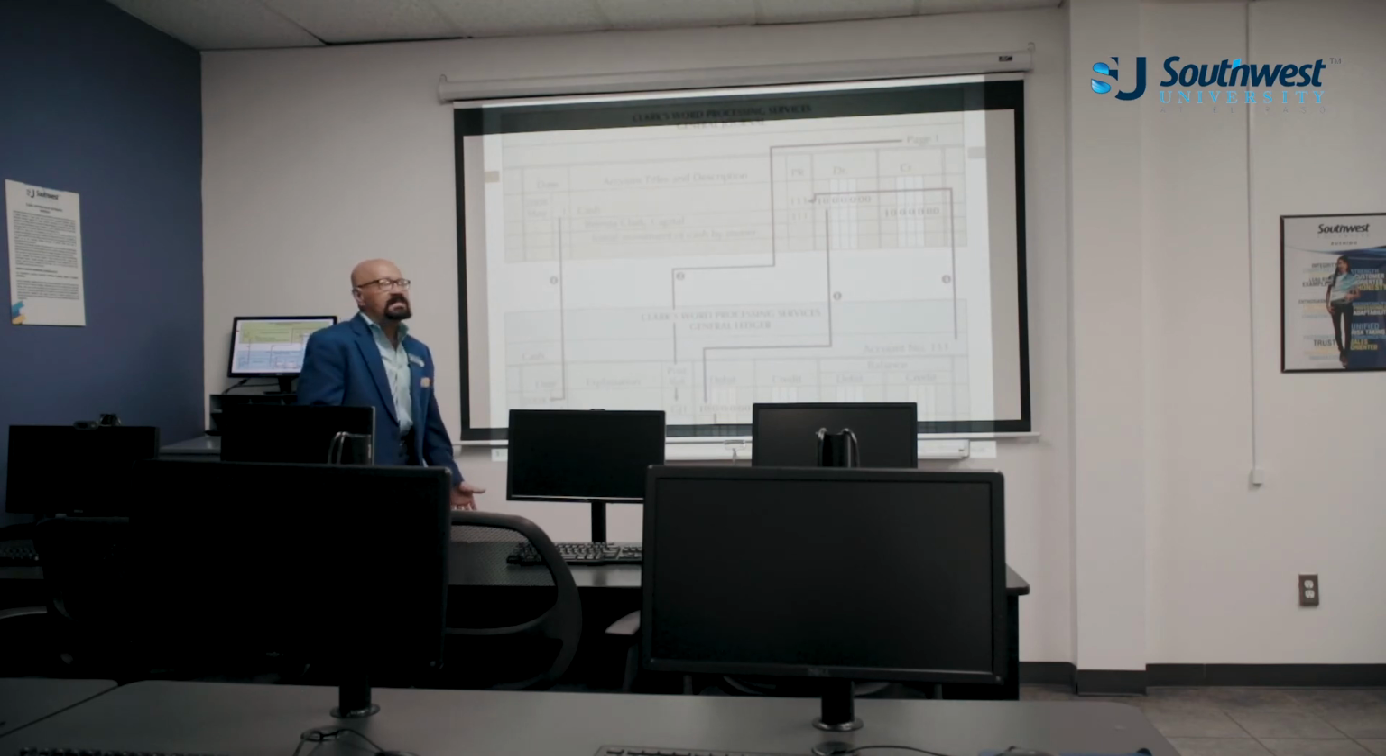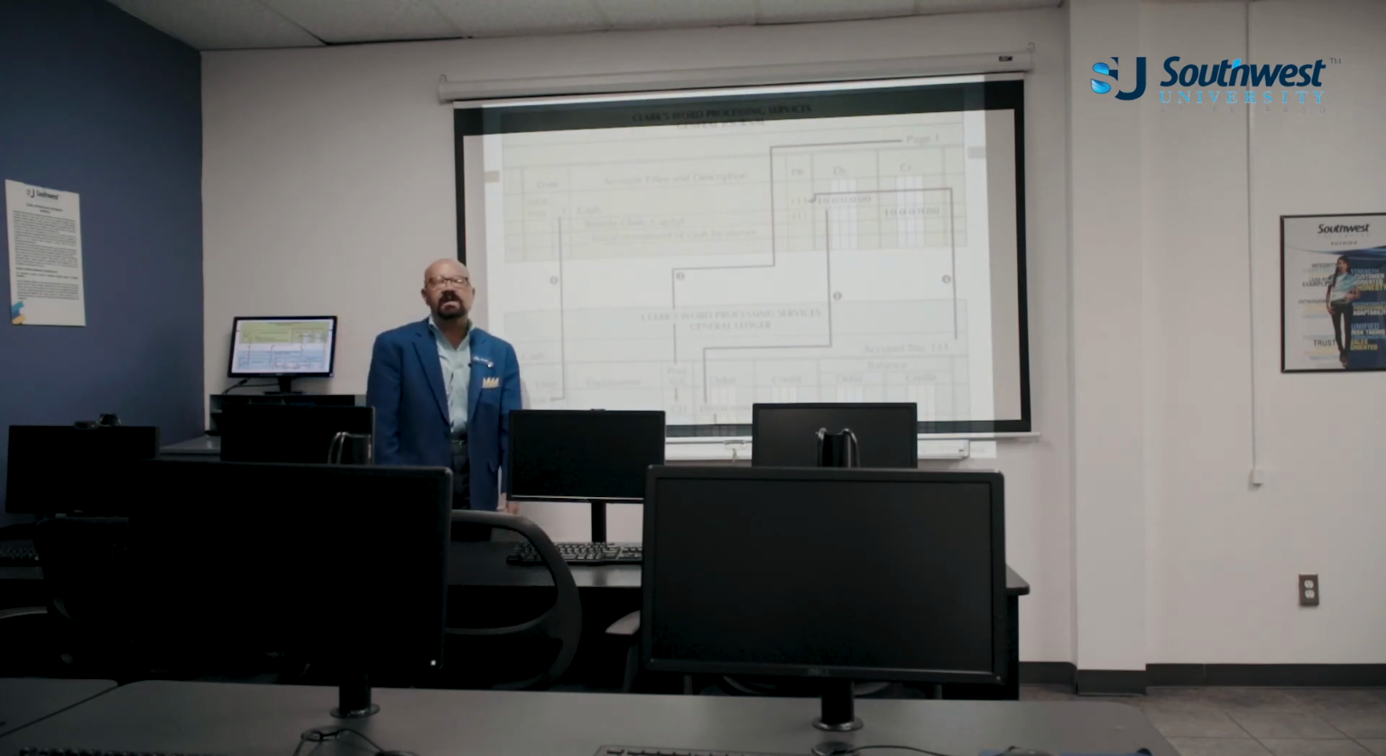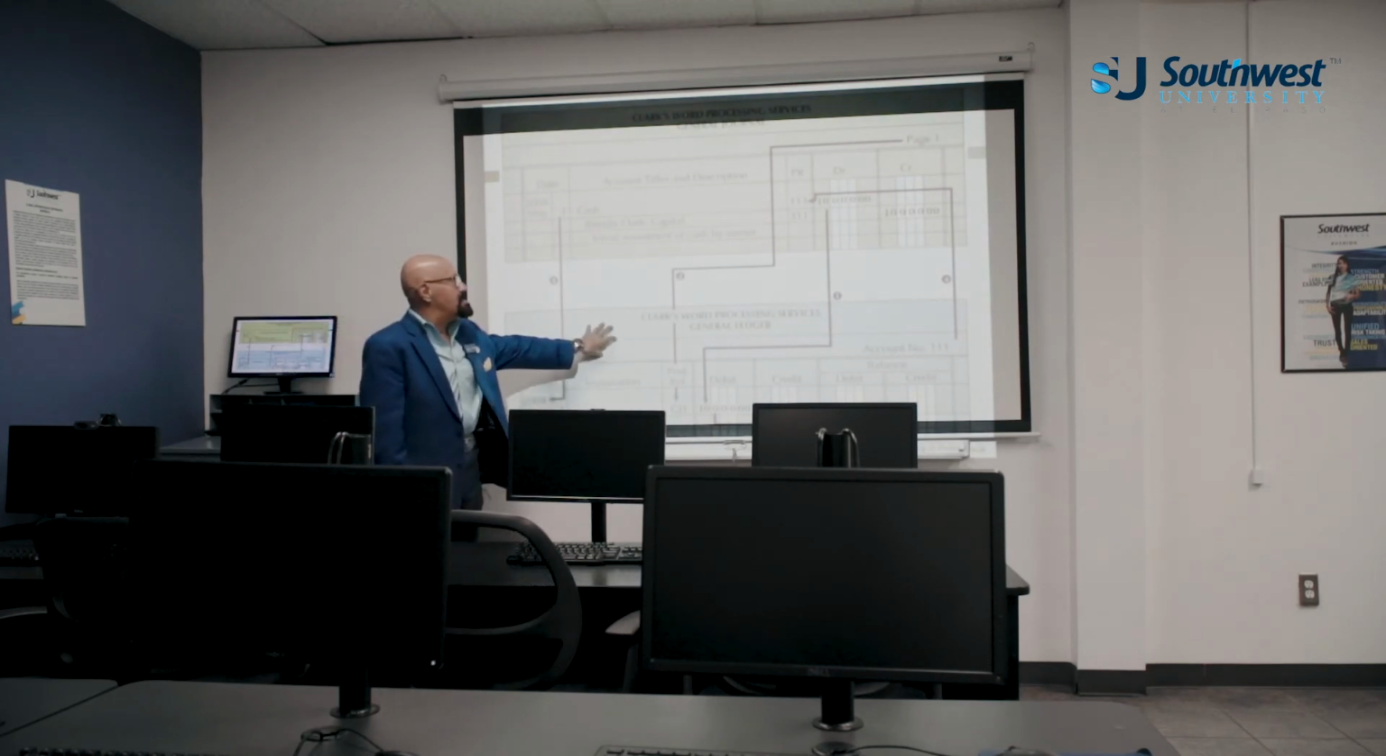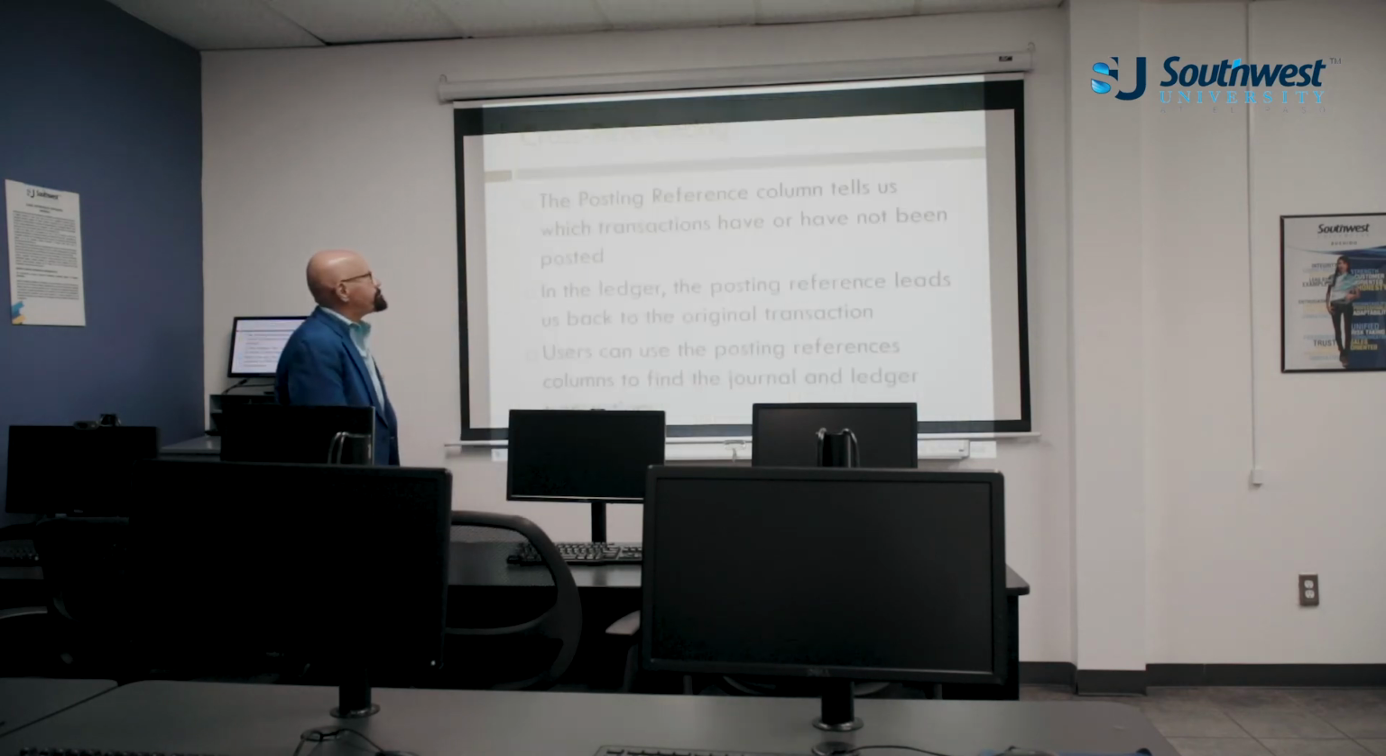So let's say halfway through the month, the boss comes in and says, I want to see what we've been doing all month in the cash account. You can pop up this general ledger cash account, and there it is, everything. Okay? The posting reference column tells us which transactions have or have not been posted. Okay?